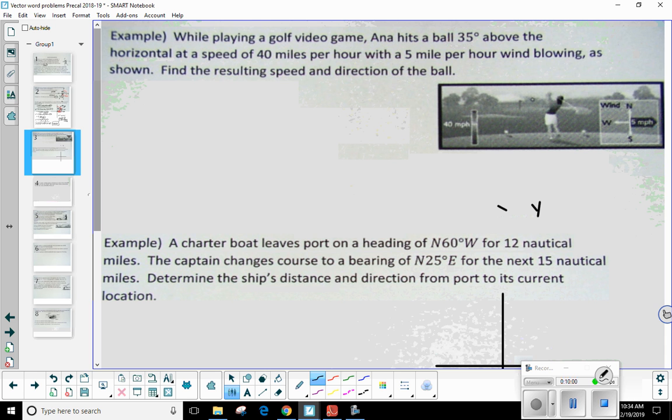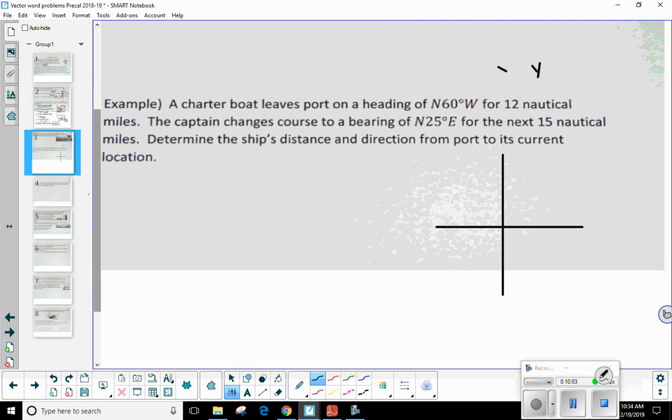Okay, so a charter boat leaves port on a heading north 60 degrees west. Let's say that port is the origin. What bearing is that? Is that true or quadrant? That's quadrant. So in fact, what quadrant would the ship be in? So north 60 degrees west for 12 nautical miles. The distance here is going to be my magnitude. The captain changes course to a bearing of north 25 degrees east for the next 15 nautical miles. Determine the ship's distance and direction from port to its current location.